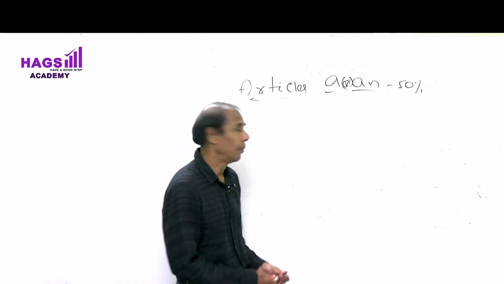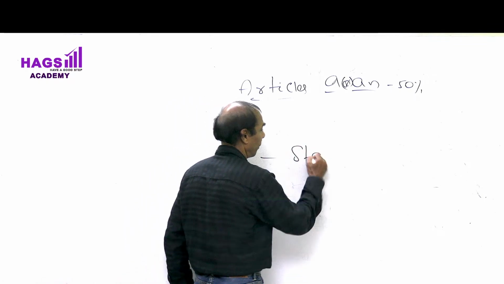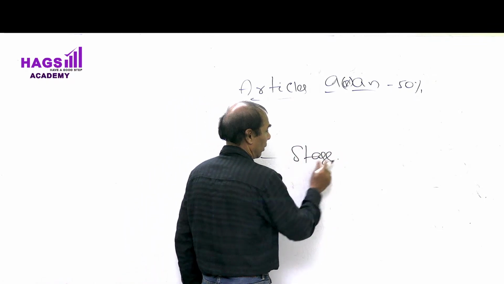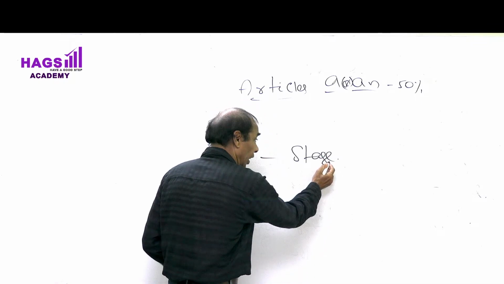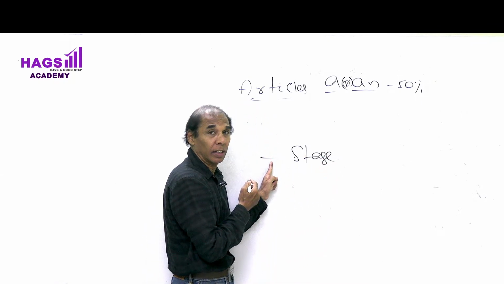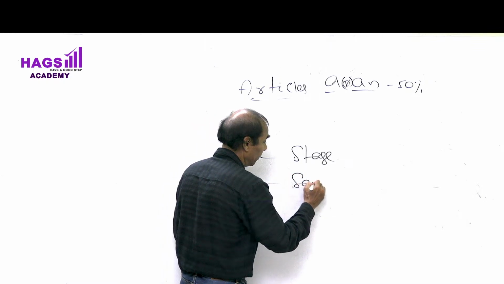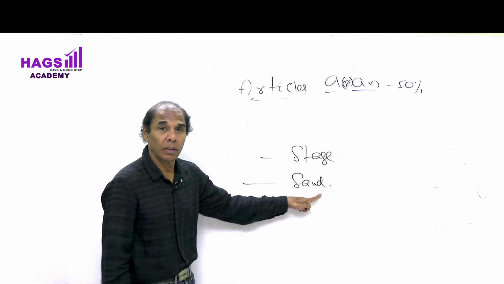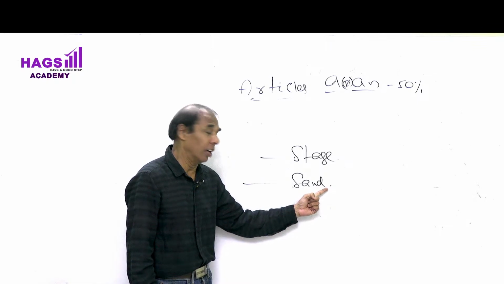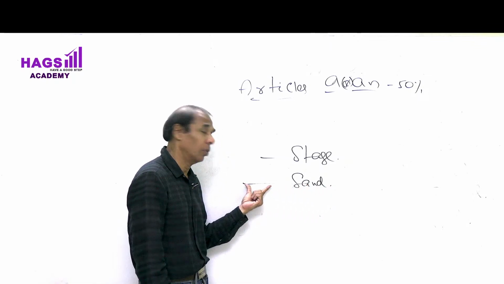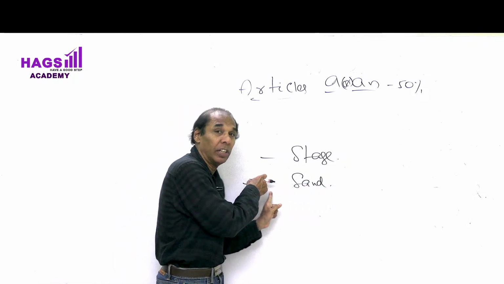That's it. See? Suppose: dash stage. Okay? Look, it is singular countable. So we have to use a or an. Dash sand. Right? Observe, this is not singular countable. So before these words, we have to use the. Of course, we don't use the here.